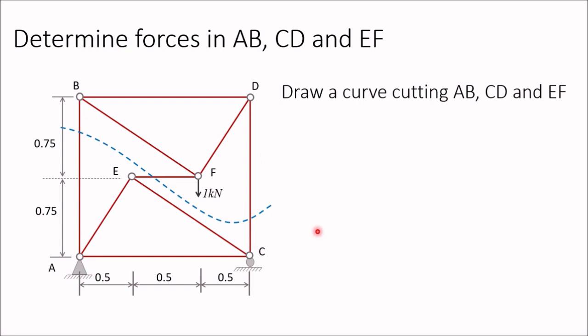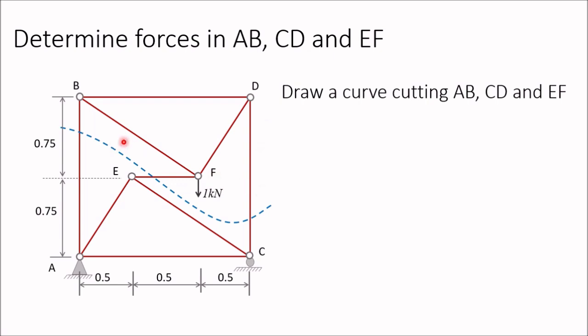Second point, we should take care that this curve should not pass through any of the joints. So here you can see these are the joints and this curve is not passing through the joint. Third point is this curve should divide the entire truss into two distinct parts. You can see that this curve is dividing the entire truss in two parts. One is up above this curve and one part is below this curve. And fourth point is this curve should not cut more than three members. So you can see here this curve is cutting only three members.